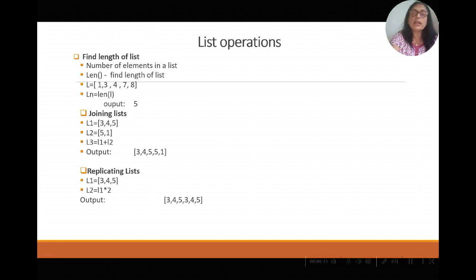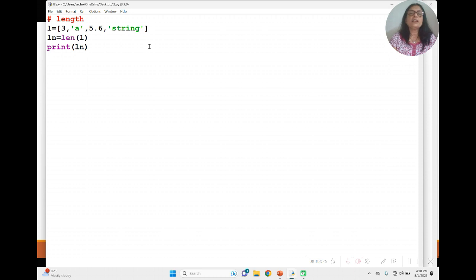Let's see. I'm in Python. Just see here, we will find the length of this particular list. Now how many elements are there? One integer, one character, and one floating point number. Another is the string. So how many are there? 4 elements are there. One integer, character, floating point number, and string. Okay, we are finding the length.